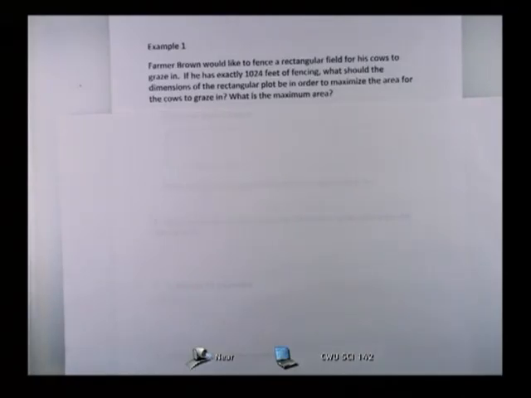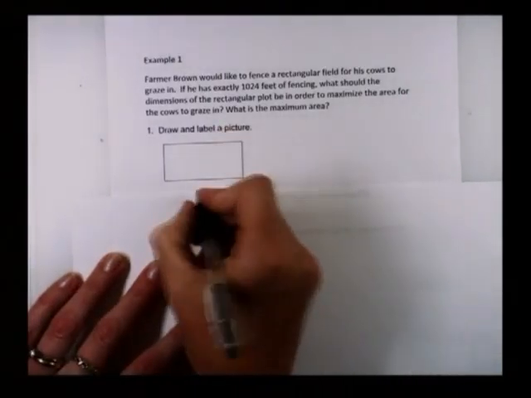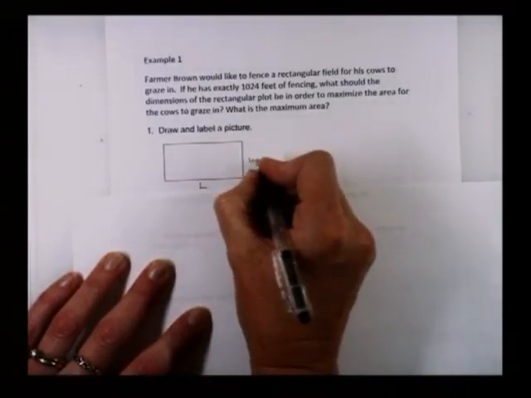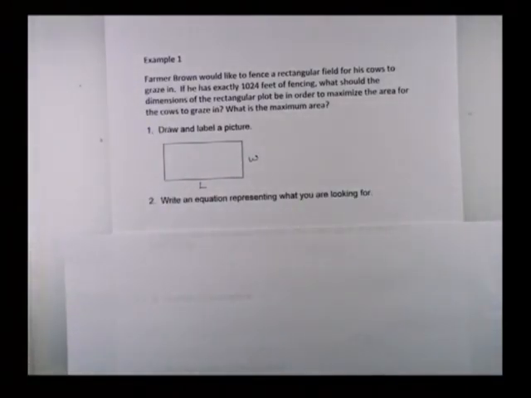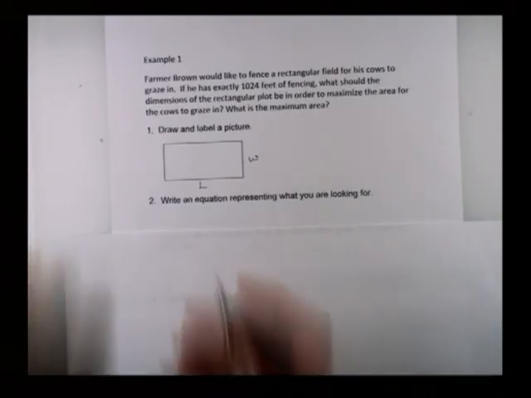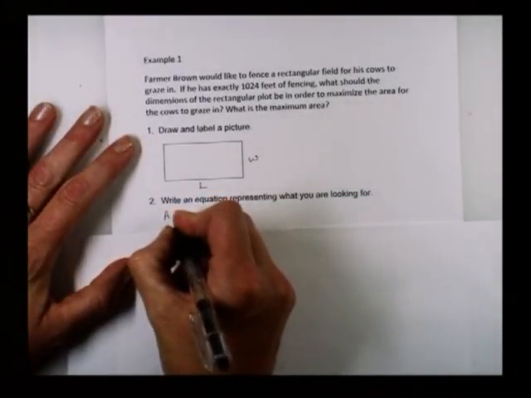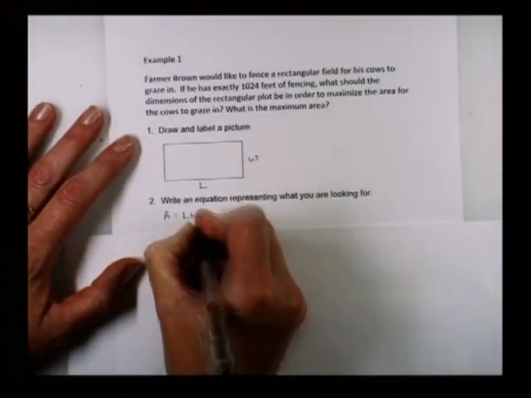All right, we're going to start these problems exactly like you did the problems in our previous lesson. We need to start by writing those equations. So again, we're going to draw and label a picture. So rectangular field, we've got our length and our width. Write the equation representing what it is that you are looking for. All right, we are looking to maximize area. So we know that area is equal to length times width again.